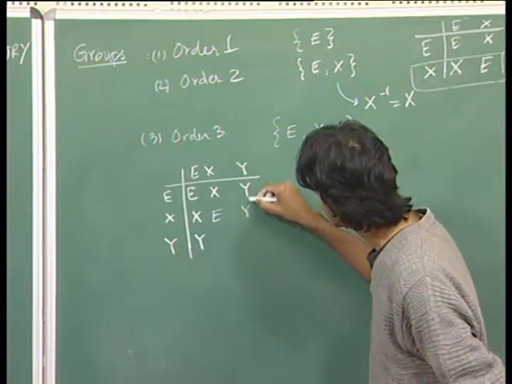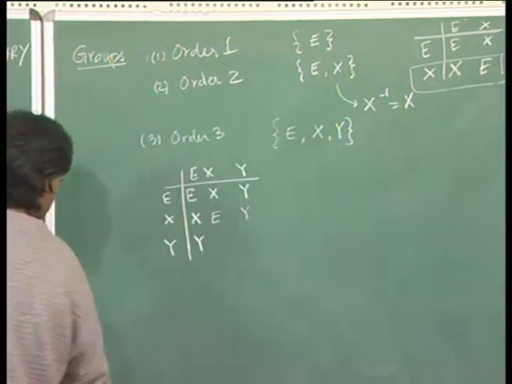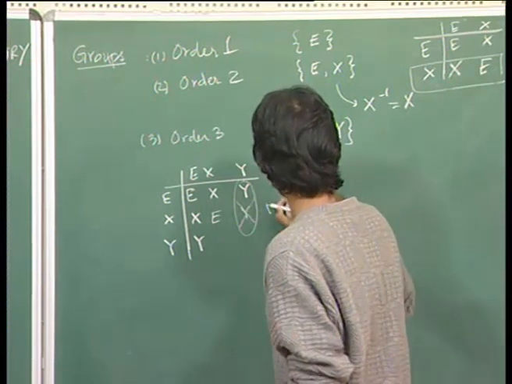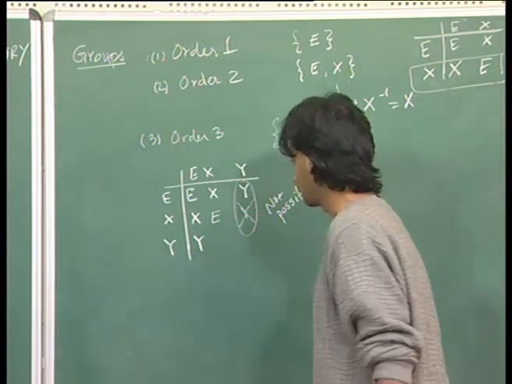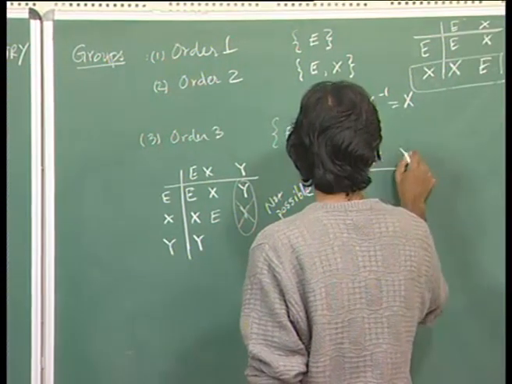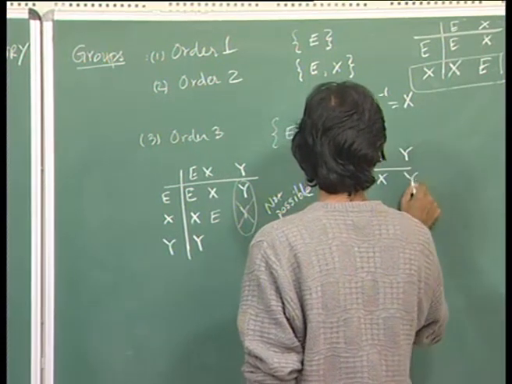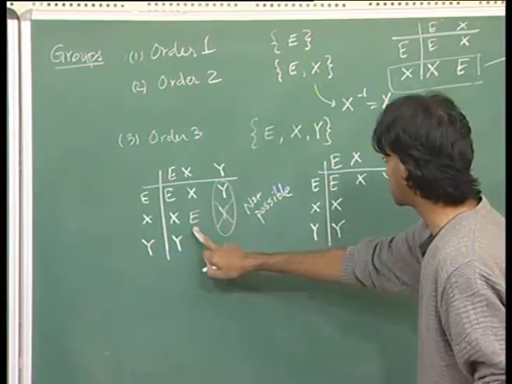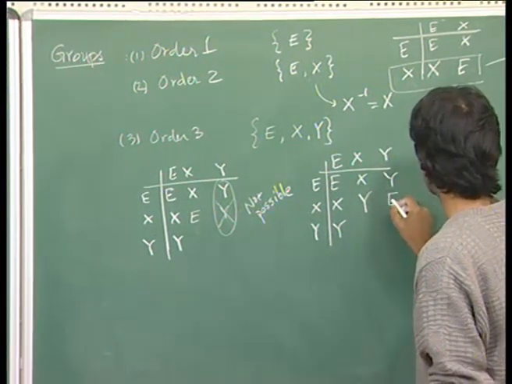But then you notice that in this row you have two Y's. So it is not possible. In this column you have two Y's. So this is not possible. Therefore your only choice is E X Y, E X Y. Now X into X cannot be E because then you have two Y's in the same row. So it has to be Y and this has to be E.